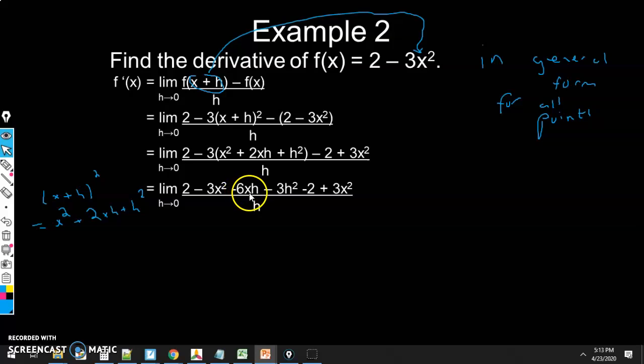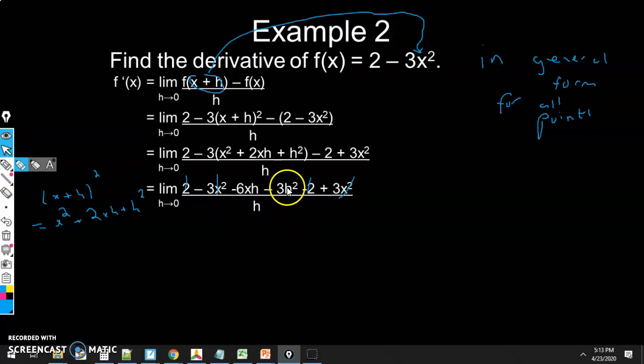Notice we have 6xh. That does look kind of ugly, but a lot of these terms cancel out, which is nice. So you could see which ones cancel: 2 minus 2, 3x squared minus 3x squared.